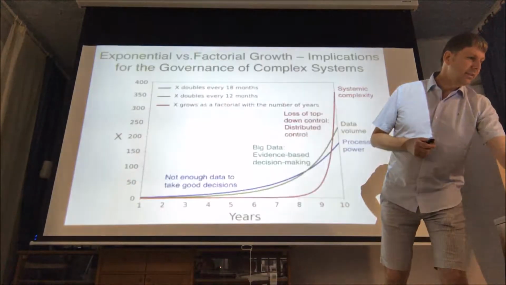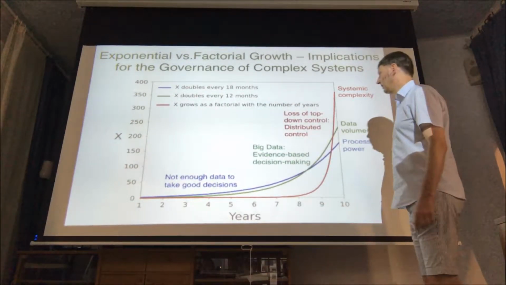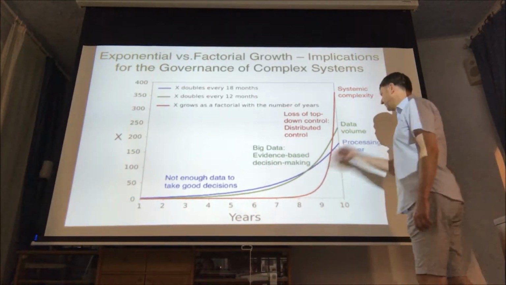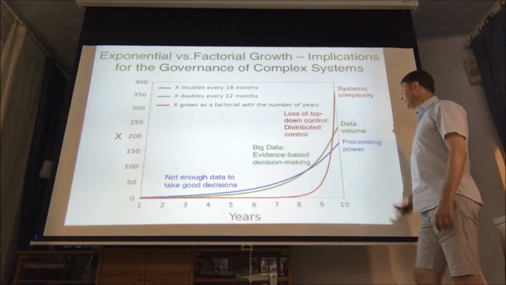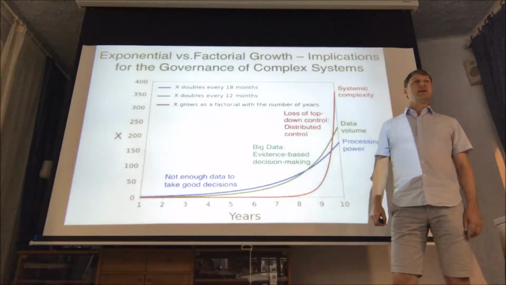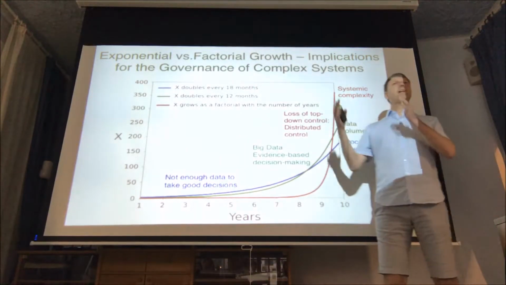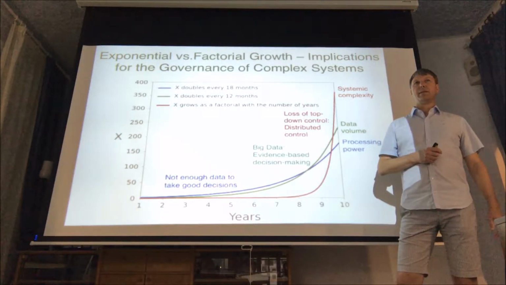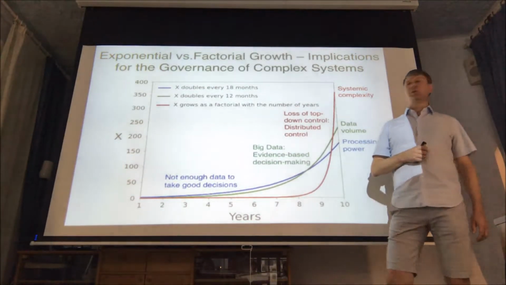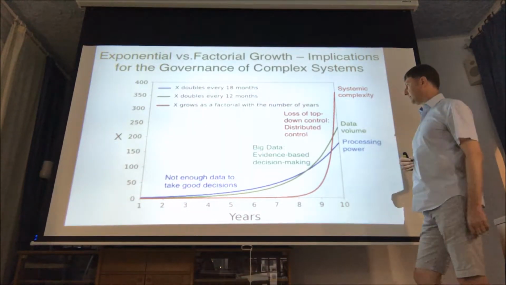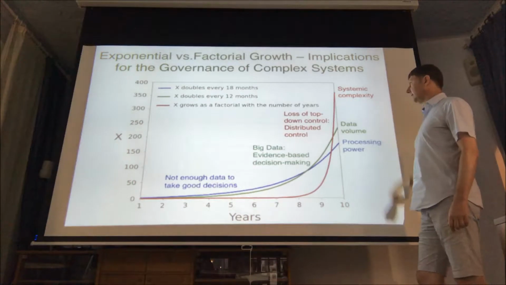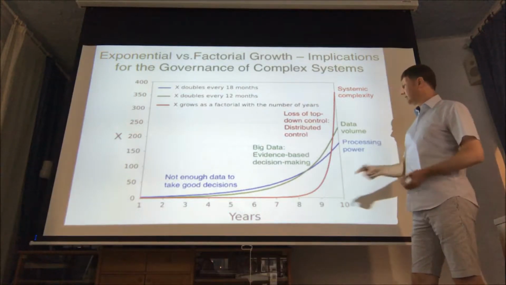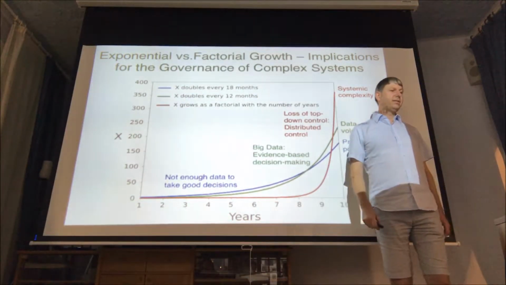So we are living, of course, in this time of big data where you can take decisions in an evidence-based way. We have an exponential explosion of processing power. Data volume increases even faster, doubles every 12 months. That means within just 1 year we produce as much data as in all the years of human history before. But still, this is not enough in order to control the world in a top-down way. Because systemic complexity increases even faster, namely in a combinatorial way, which is basically a factorial function, and that is even faster than exponential.